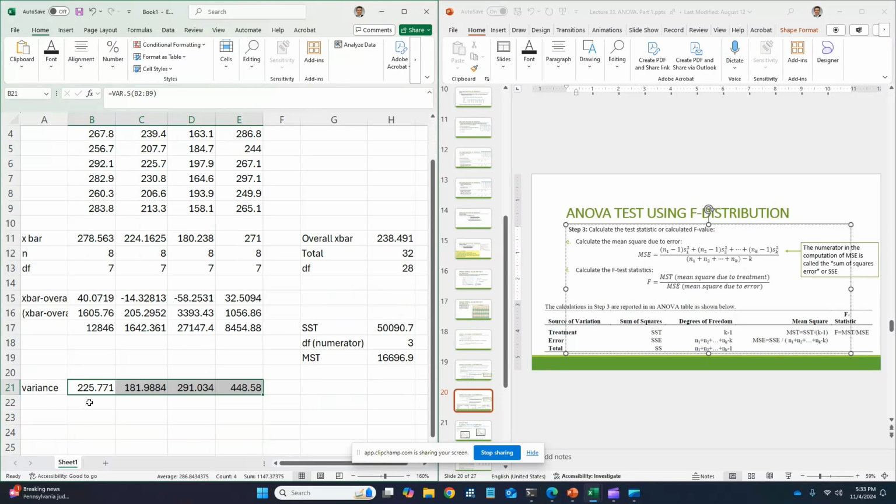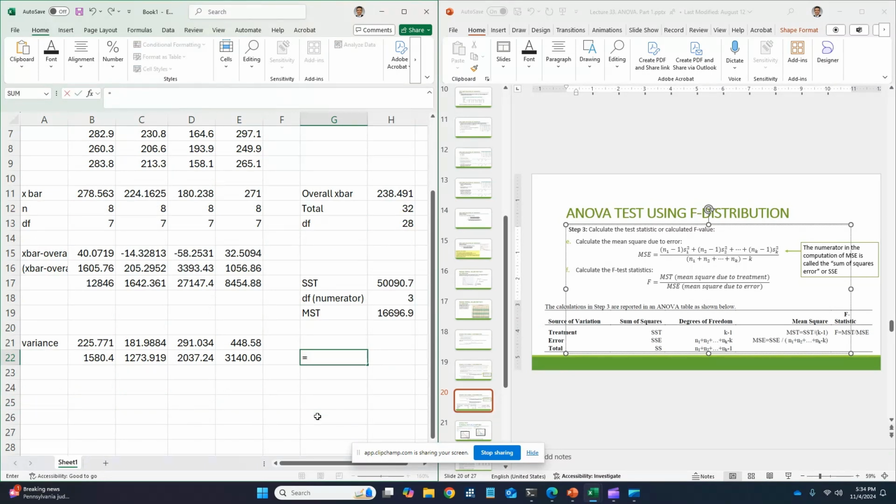Now for the other part, variance times N1 minus 1, we already have N1 minus 1 here. So multiply this with that, we put it here, multiply N1 minus 1 times the variance, and so on and so forth. Now we can add these numbers to get the SSE, that is the sum square error. So this is our SSE, where we sum all these numbers and get this.